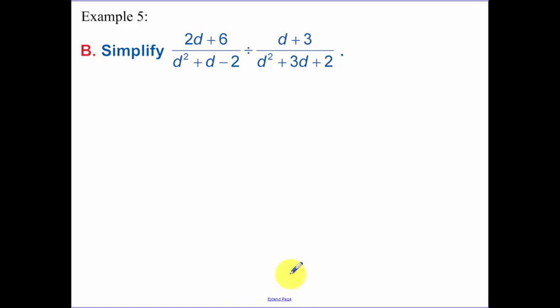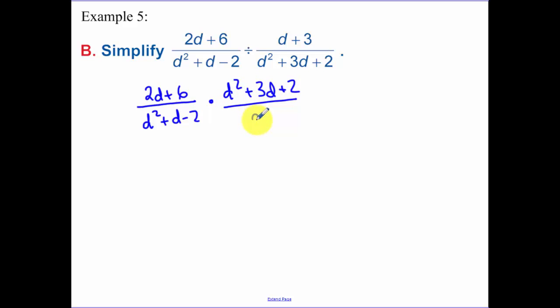Okay, this example is just like the other example we did. We have to keep the first fraction the same. Change the sign to multiplication. Factor your second fraction. So now, first fractions factor. So factor everything. I'm going to have a d plus a 2 and a d minus a 1.